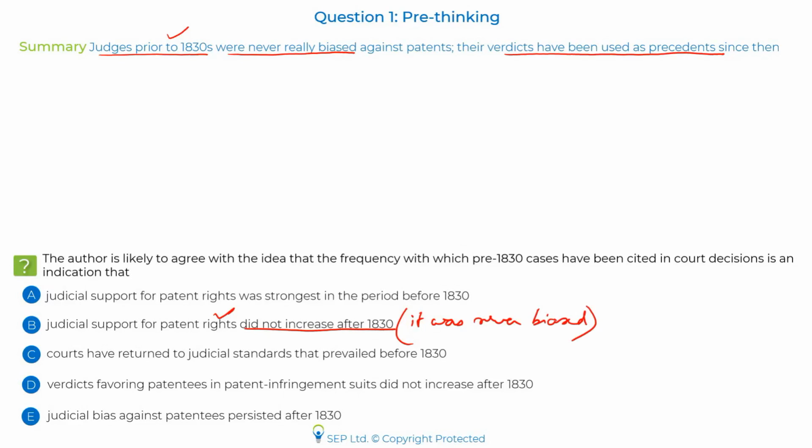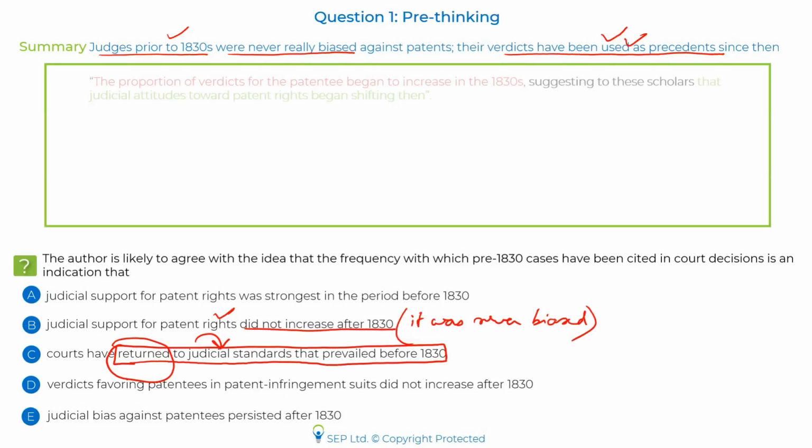That is why we can indicate that the judges' support did not increase. It was never biased to start off in the first place. Therefore, it never increased. Returning to judicial standards that prevailed before 1830? Just because they were citing the verdict does not mean they returned to the judicial standards. There was no return, no going back. They cited those earlier verdicts, but it's not that they went back to the earlier standards. The passage is not saying some two different standards were followed.